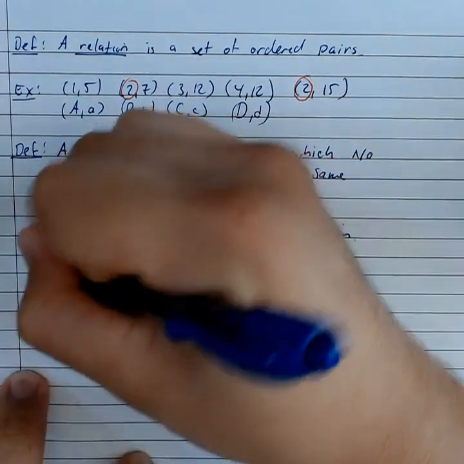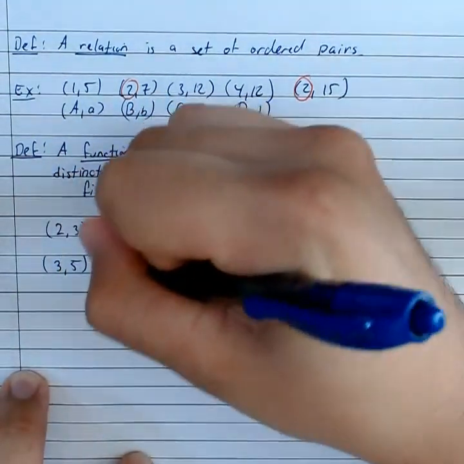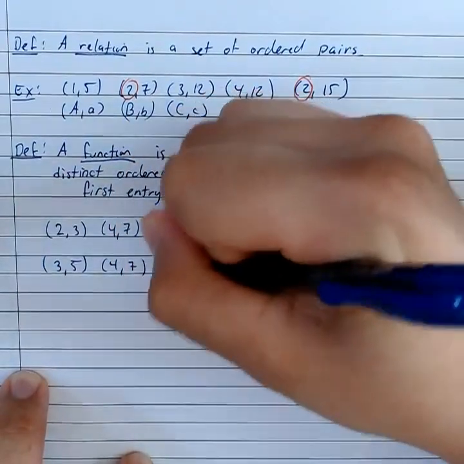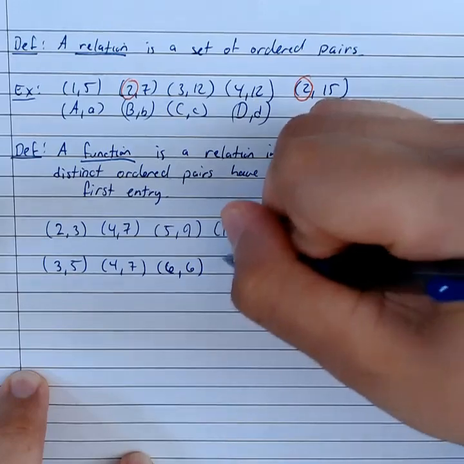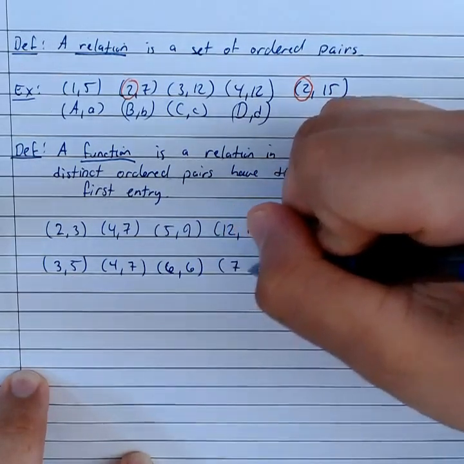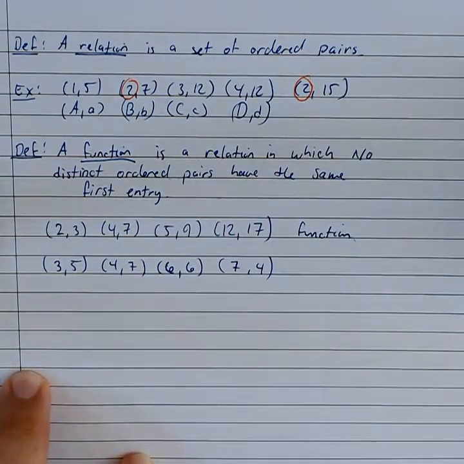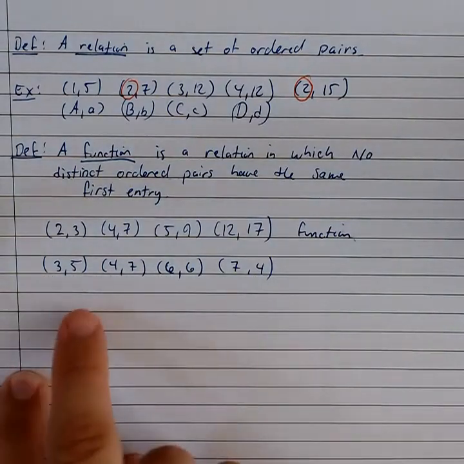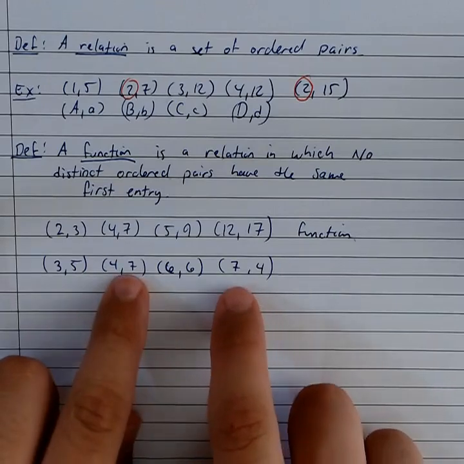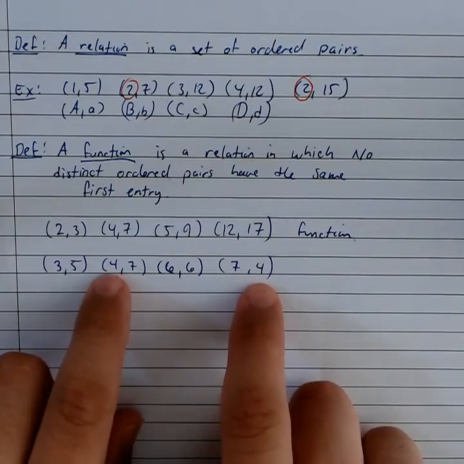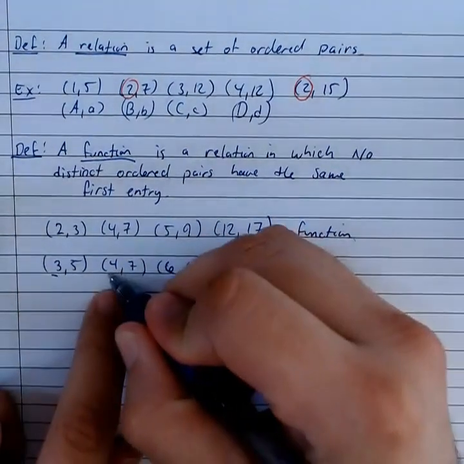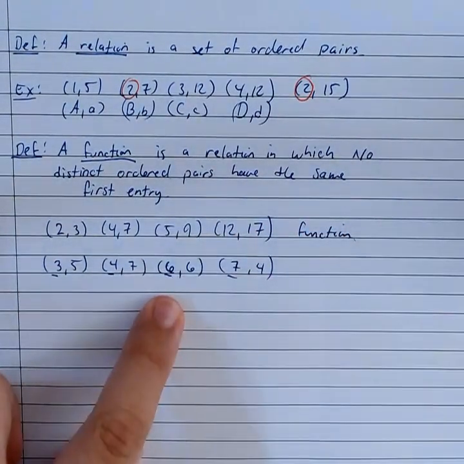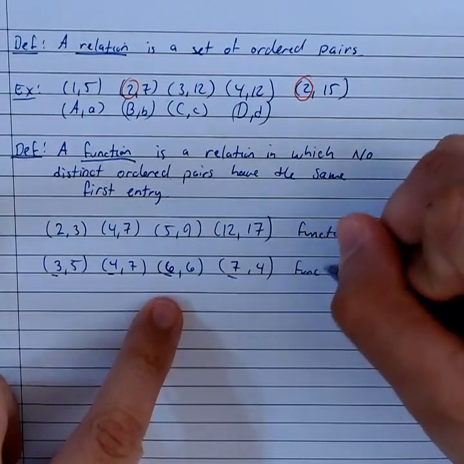Okay. What about something like (3, 5), (4, 7), (6, 6), and (7, 4)? Okay. Would that be a function? Again, yes. Notice that you do reuse some numbers here. A 7 appears multiple times, and a 4 and a 6, but that's okay because what we're looking at is the first entry. And here all the first entries are different. So this is still a function.